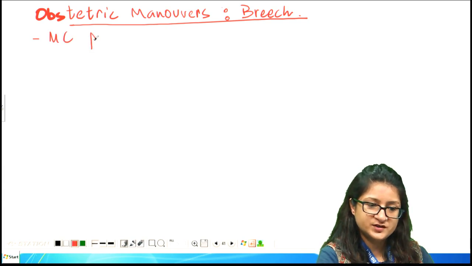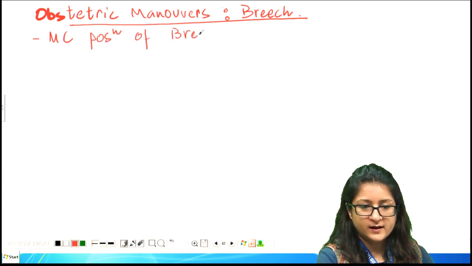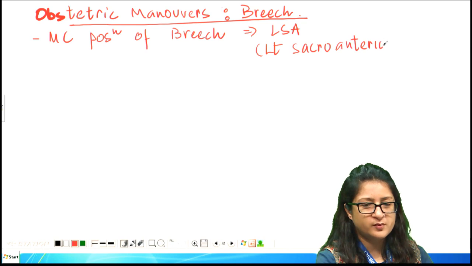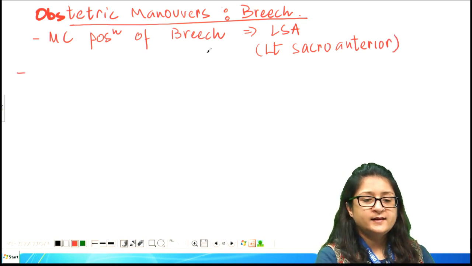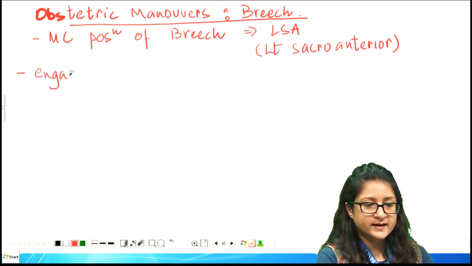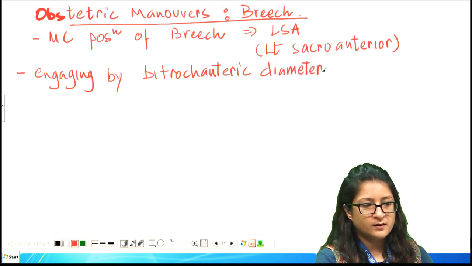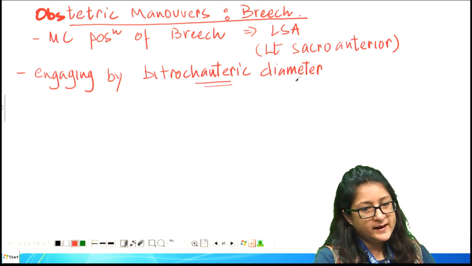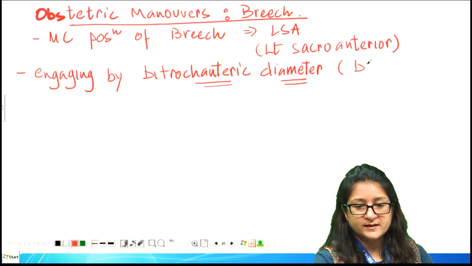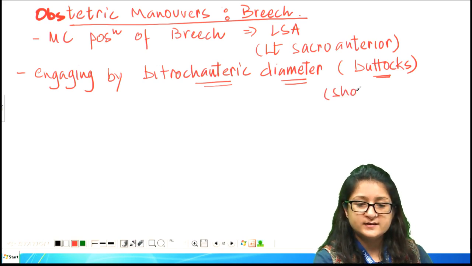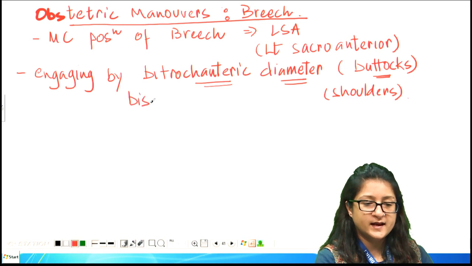Firstly, remember the most common position of breech is the left sacroanterior. The sacrum is engaging by the bitrochanteric diameter. Sorry, the buttocks are engaging by the bitrochanteric diameter. The shoulders are engaging by the bisacromial diameter.